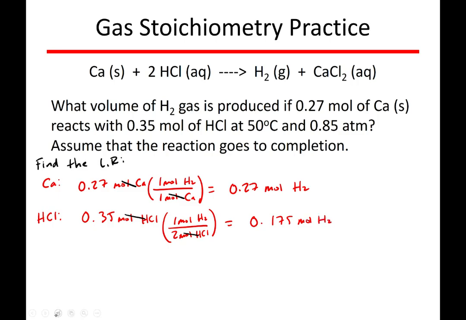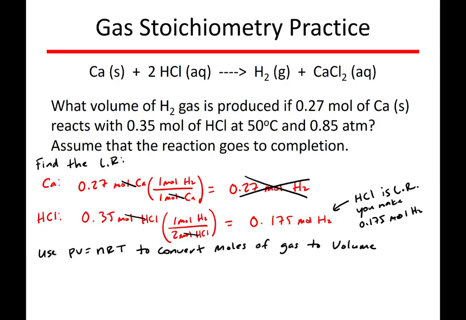Whichever reactant makes the least amount of product is limiting. We can't get to 0.27 moles of H2 because you use up all of the HCl when you get to 0.175 moles of H2. So what we say is that HCl is the limiting reactant, and you make 0.175 moles of H2. With that in mind, we now can finish solving the problem because the problem is asking us what volume of H2. So lastly, we will now use PV equals nRT to convert moles into volume.